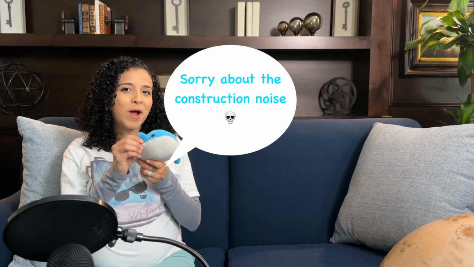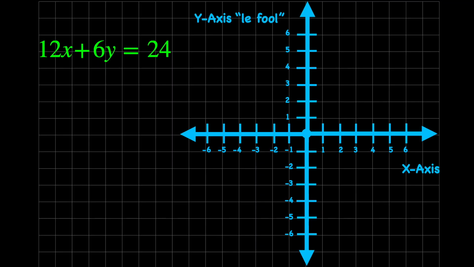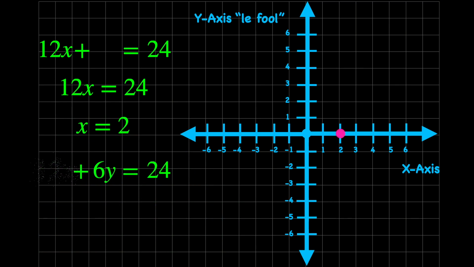Let's try one more example. Cross out 6y. 12x is equal to 24, and that gives us x is equal to 2. Now, cross out the 12x. 6y is equal to 24, and that gives us y is equal to 4. Draw a line between those 2 points, and you're done. Guys, it's literally this easy. Now go practice a few problems, and then go ace that test.